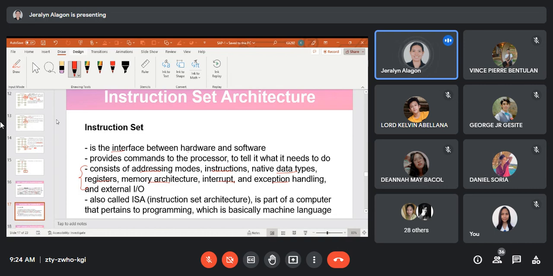Did you get it? So, this ISA, instruction set architecture, is the part of a computer that pertains to programming, which is basically a machine language. For SAP1, we say it's a machine language because what we input into the computer system is binary input, and the output is also binary. That is why it's better that our set of instructions revolve around machine language.